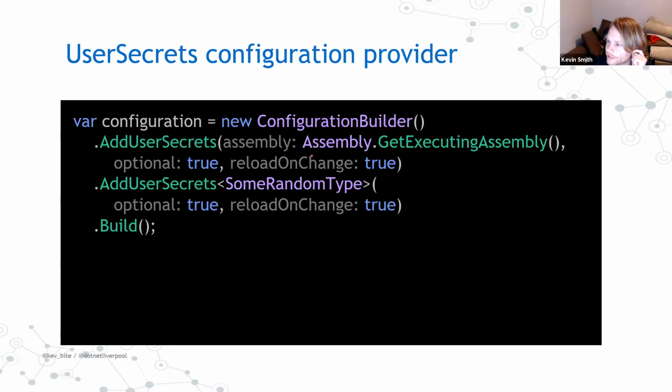You set it up pretty much the same way, except you pass in a type instead. You call add user secrets and pass in the assembly you want to grab the secrets from, so that's how it gets the GUID. You can also say if it's optional and if you want to reload on change. There's also a generic overload, where you can pass in a type which is in that assembly, and it'll grab that assembly for that type.